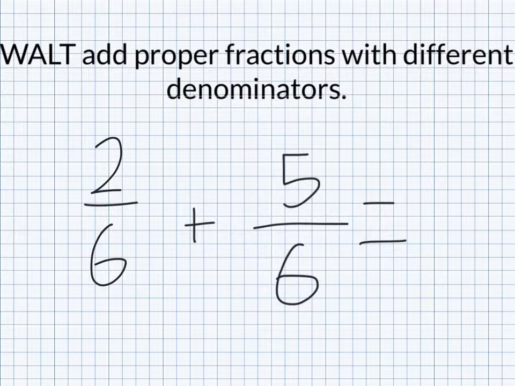Now that we have got our denominators the same, we can quickly write that in our answer, and we just have to work out the numerator, which is the top number up here. For example, we have 2 and 5 as our numerators. Those are the top numbers. So now we just need to work out what 2 plus 5 equals. 2 plus 5 equals 7.